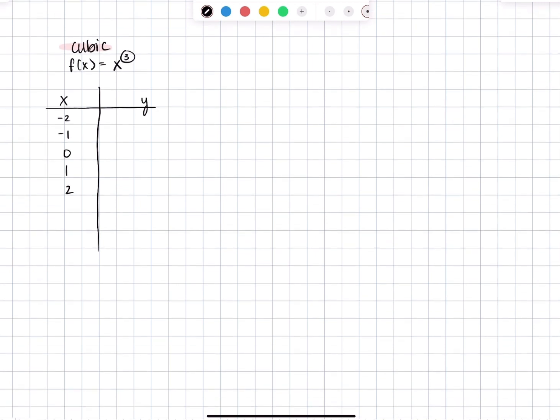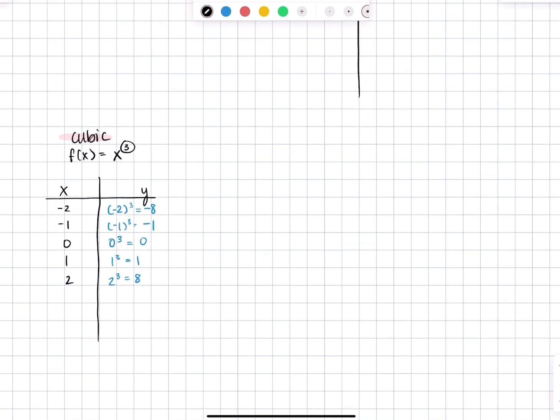Okay, so the table here. -2, remember we're using parentheses. So -2 times -2 times -2, that's -8. For -1, so -1 cubed, -1 times -1 times -1 is -1. 0 cubed is just 0. 1 cubed is 1. 2 cubed is 8.